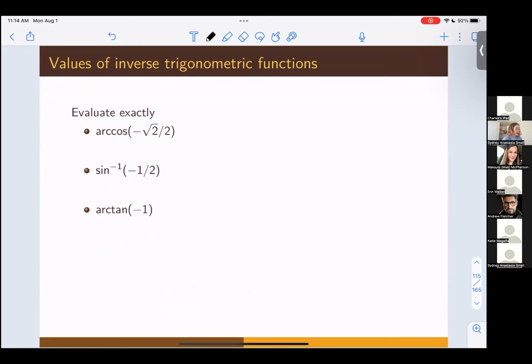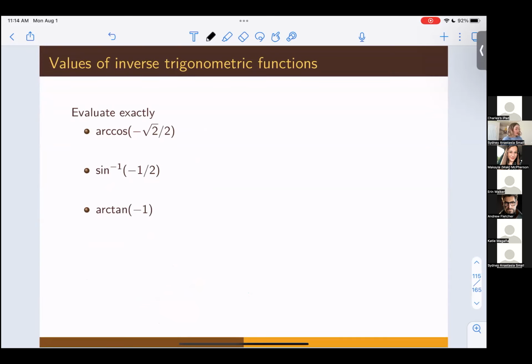I want to evaluate the arc cosine of negative root 2 over 2. Well, remember this negative root 2 over 2, we're inputting it into the arc cosine function. So what is that negative root 2 over 2? It's an x coordinate on the unit circle.